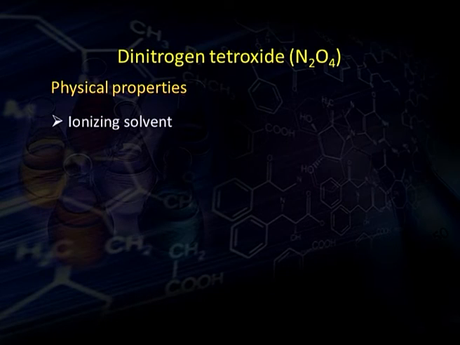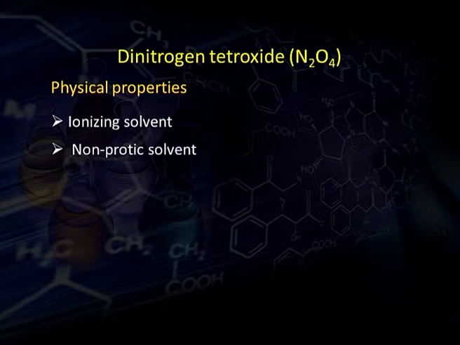Coming on to the physical properties of dinitrogen tetraoxide, which is N2O4. It is an ionizing solvent, that is, it undergoes autoionization. It is a non-protic solvent. A non-protic solvent is a solvent which does not contain any hydrogen in its molecular formula, and we can see from the molecular formula of dinitrogen tetraoxide, it is N2O4. It does not contain any hydrogen, and therefore, it is a non-protic solvent.